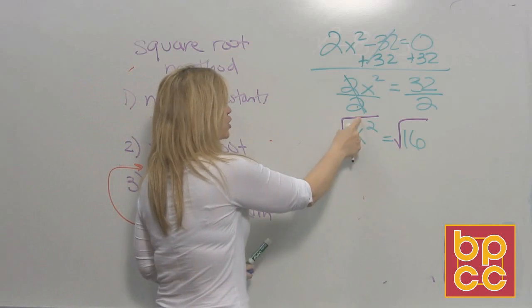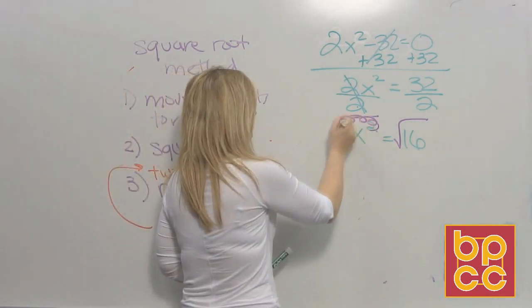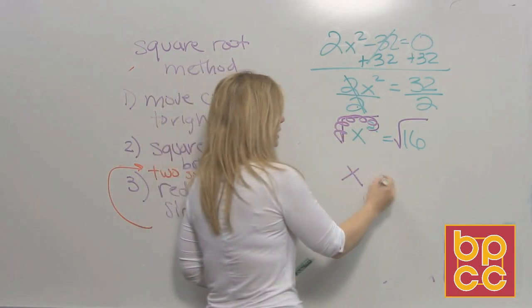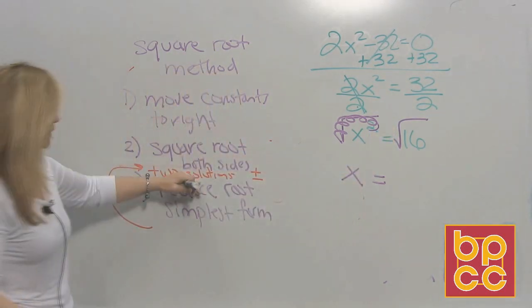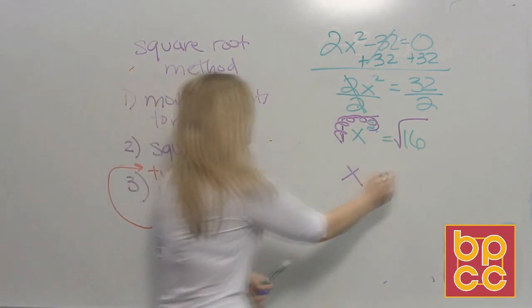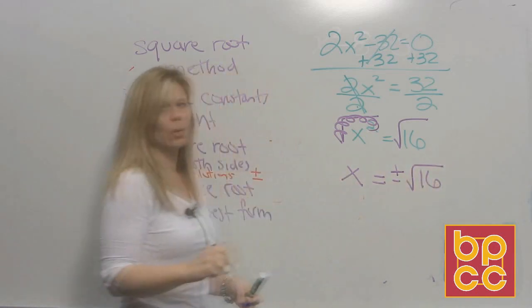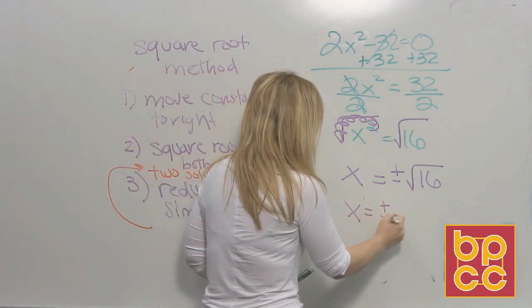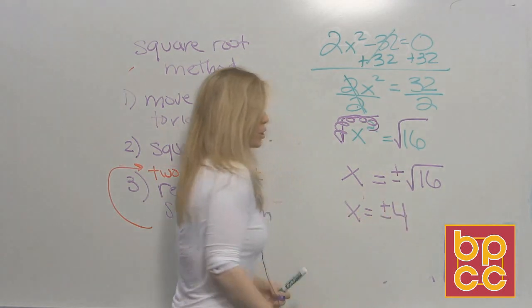What do squares and square roots do? Because they're opposites, or inverses, they cancel out. And that leaves us with just good old x equals. As soon as you get to the right side, because you square rooted, to have two answers, you always need to put your plus and minus symbol. Now, are we going to accept the square root of 16? No. We know 16 is a perfect square, so what number times itself is 16? 4. There's no work to do there.